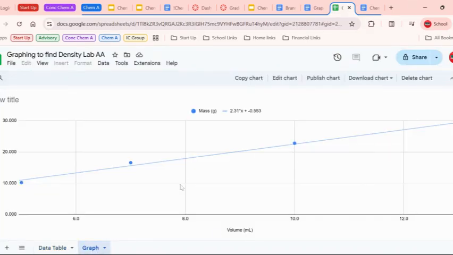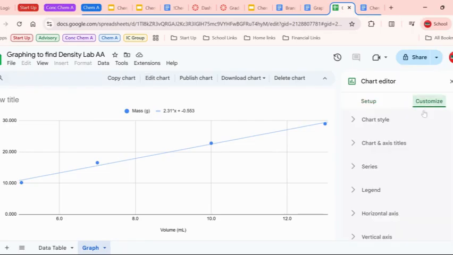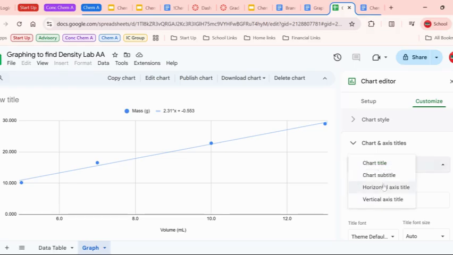Now, in here, ladies and gentlemen, you are going to have to change your titles on your X and your Y axis. I already have them set for you in this video, but you are going to have to change them in your actual lab, in the actual Google Sheet. So to change them, you go Edit, Customize, and then you do Chart and Axis Titles.